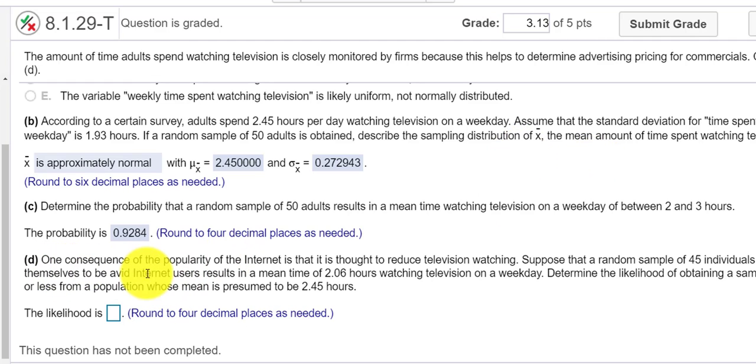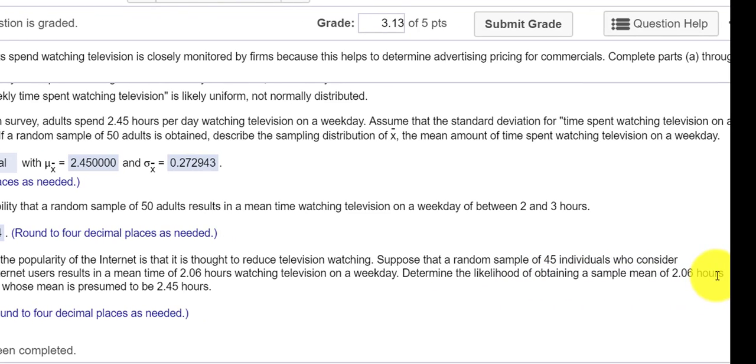When I look at part D, it looks like they've made a change to some of these numbers. It says that the random sample now, instead of being 50 adults, is 45 adults. And they say the average time they spend watching TV is 2.6 hours, right? The mean time is 2.6 hours. And we want to determine the likelihood of attaining a sample mean of 2.6 hours or less from a population whose mean is 2.45 hours, right? So we have two means, 2.6 and 2.45. So the population mean, right, is 2.45.